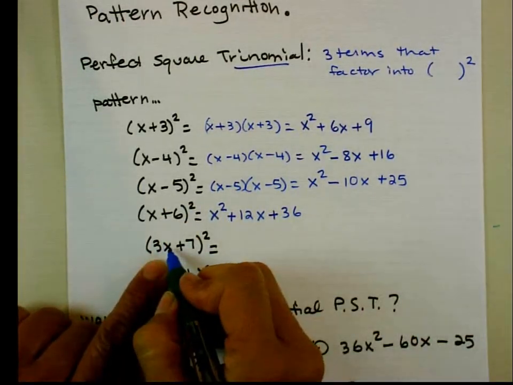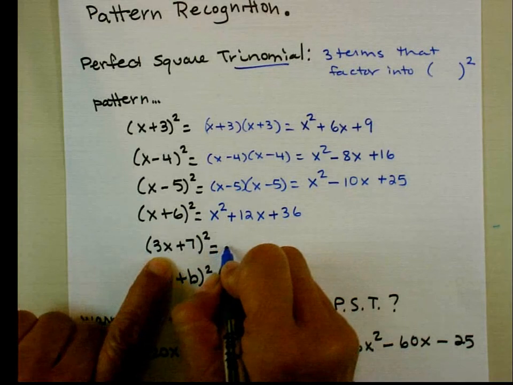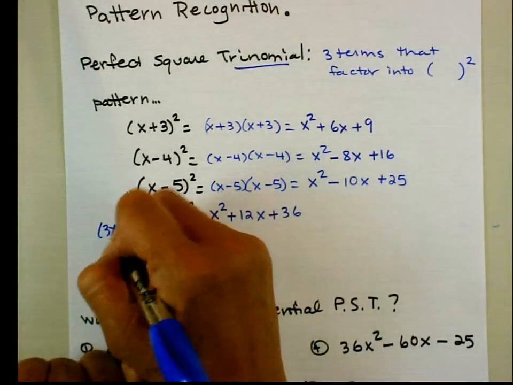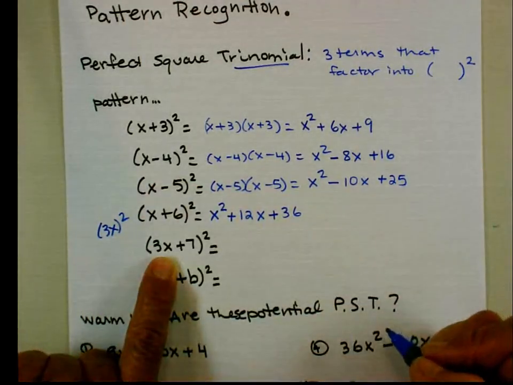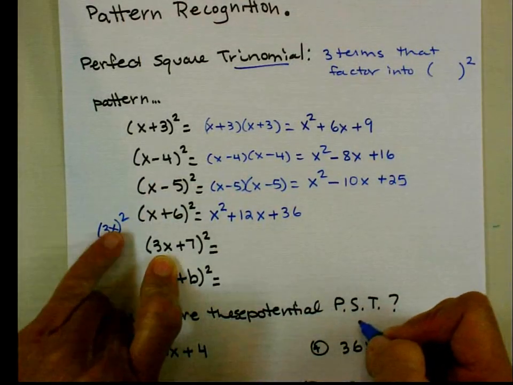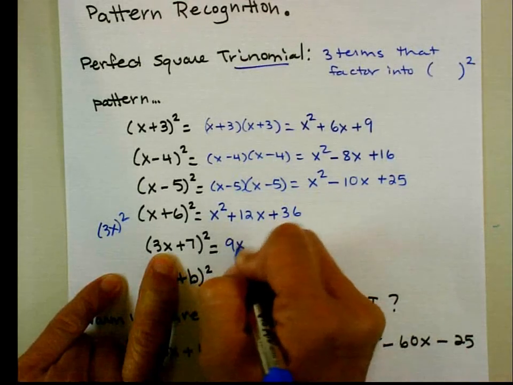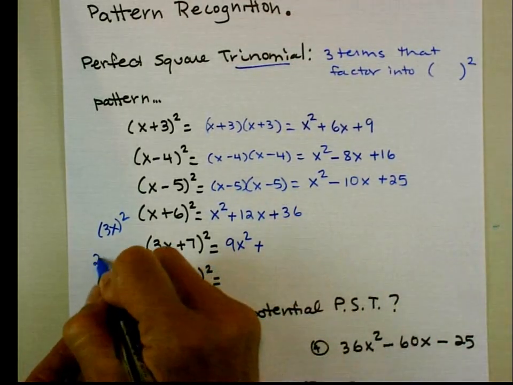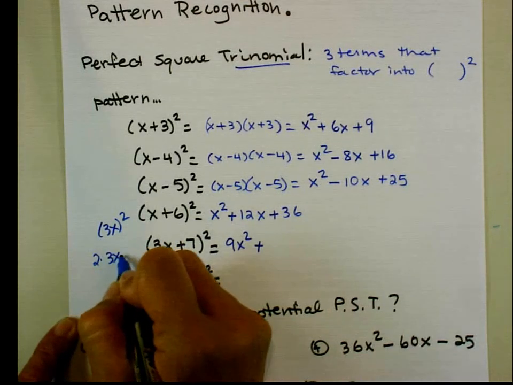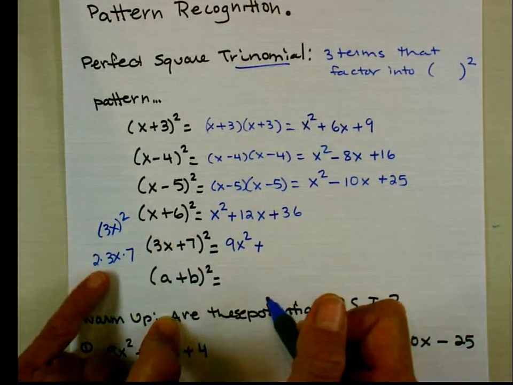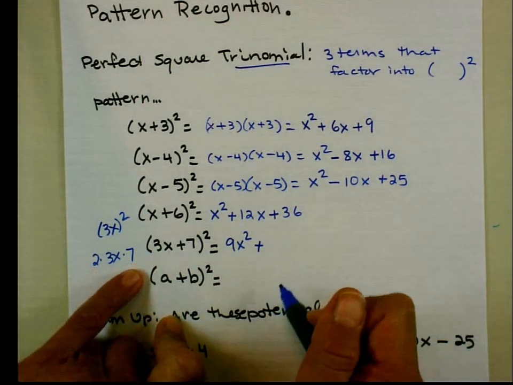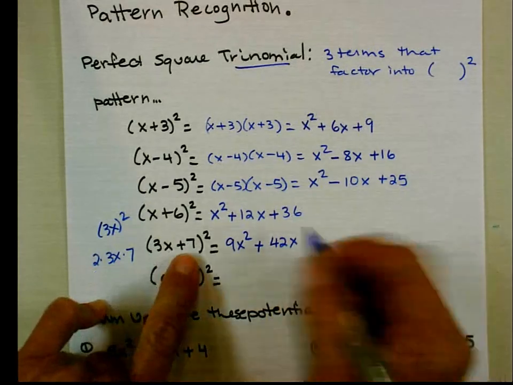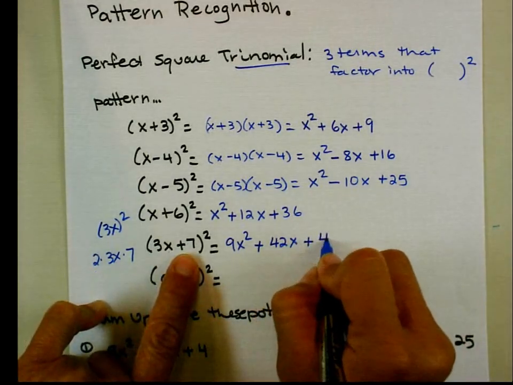Okay, so first term squared, so (3x) quantity squared, I'll do that right here, from our exponent lesson. We square the 3, we square the x, so 9x squared, plus middle term, 2 times the 3x times the 7. So 2 times 3 is 6, times 7 is 42x, and then plus the 7 squared.